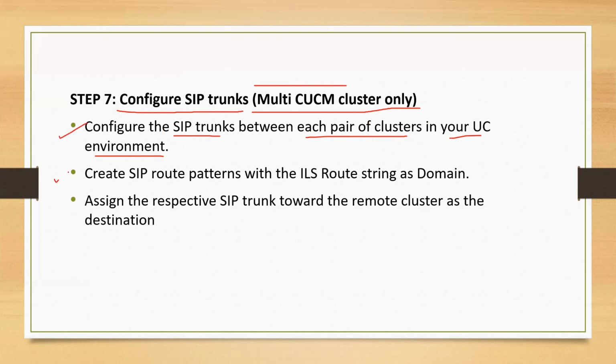Next up, it says create SIP route patterns with the ILS route string as domain. So whenever you are creating this SIP route pattern, you will be able to see two things under the SIP route pattern, right? The pattern usage: whether you use the domain or the IP address. If you choose the domain, then you need to add the domain. If you are choosing the IP address, then you need to add the IP address. And after that, assign the respective SIP trunk toward the remote cluster as your destination.